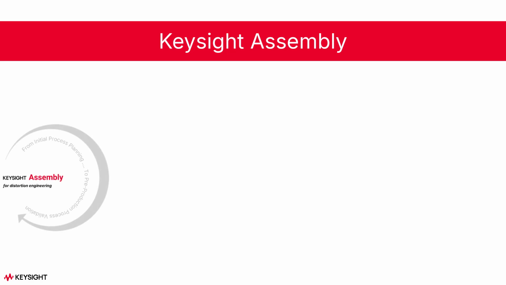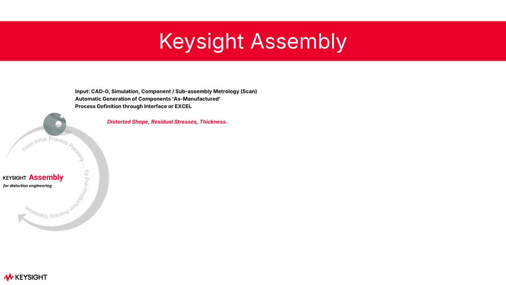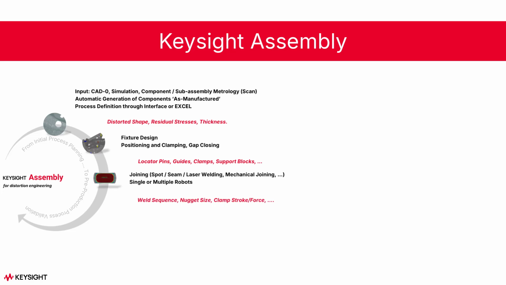Keysight Assembly is a unique assembly simulation tool for distortion engineering, from small subassemblies to large body structures. It covers all types of input data, enables automatic creation of as-manufactured components, is scriptable, Excel-driven, and designed for extensive experimentation with fixture configurations. Today, the product fully supports spot welding and is expanding toward additional thermal and mechanical joining processes. With it, you can evaluate required clamp forces, gaps, part quality, and overall assembly distortions, all while performing unlimited virtual tryouts to validate countermeasures and optimize your assembly process.